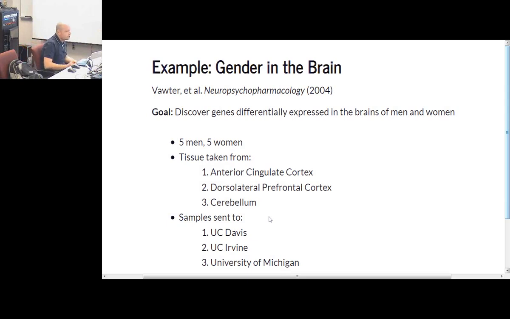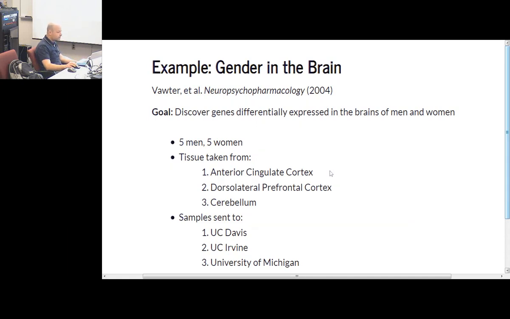So to motivate everything, I've got an example data set. This is a microarray data set from several years ago, in which the goal of the study was to do a differential expression analysis to find genes differentially expressed between men and women in the brain. Study design: there were 5 men, 5 women. Tissues were taken from each of these 10 people post-mortem. 1 tissue sample from each person from the anterior cingulate cortex, 1 from the dorsolateral prefrontal cortex, and 1 from the cerebellum. So for a total of 30 tissue samples, 3 from each of the 10 people.